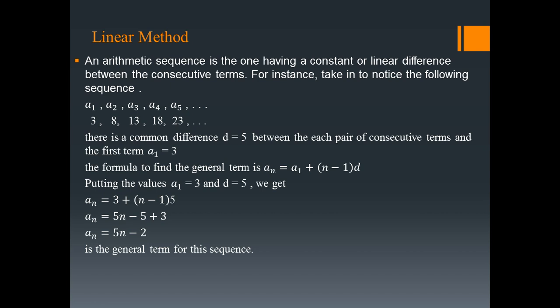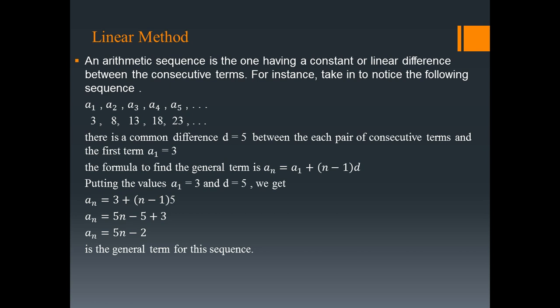Okay, let's go. The first is for arithmetic sequence. This is known as the linear method. Why is this called the linear method? Because in an arithmetic sequence, the differences between consecutive terms are linear and constant.